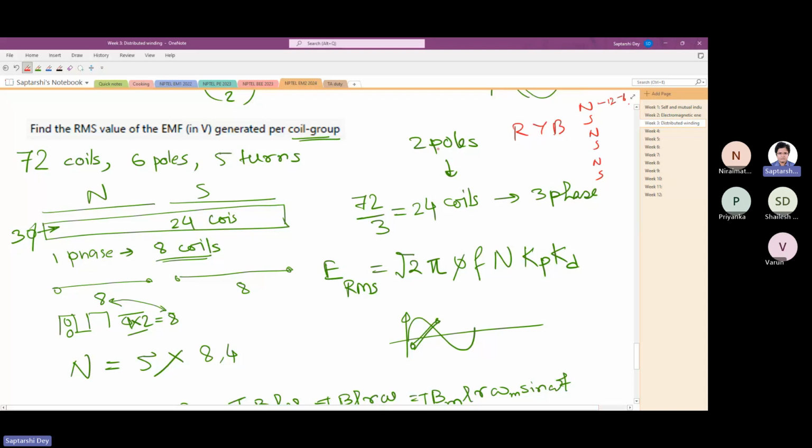Let me just check once what mistake I am making here. So this has 24. This has 24. It's 24. Okay. But 24 coils, okay, not 24 coil sides. So 24 coils. So yes, R has 4 coils.